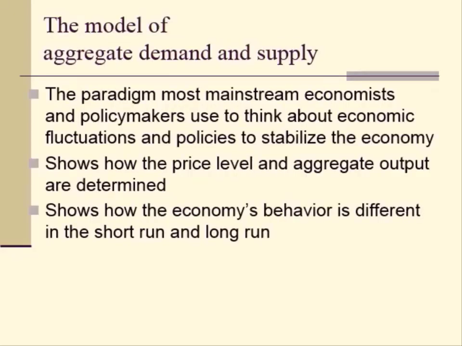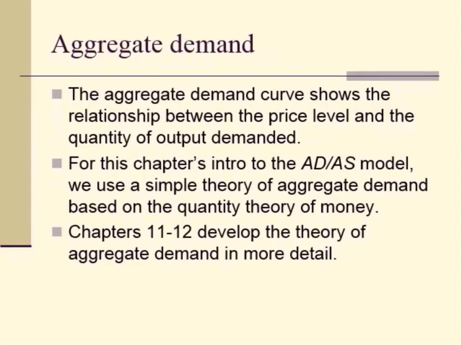These ideas are set out in the model of aggregate demand and supply, which is the paradigm most mainstream economists and policymakers use to think about economic fluctuations and policies to stabilize the economy. And this model shows how the price level and aggregate output are determined and shows how the economy's behavior is different in the short run and long run. Now let's start the topic with aggregate demand.